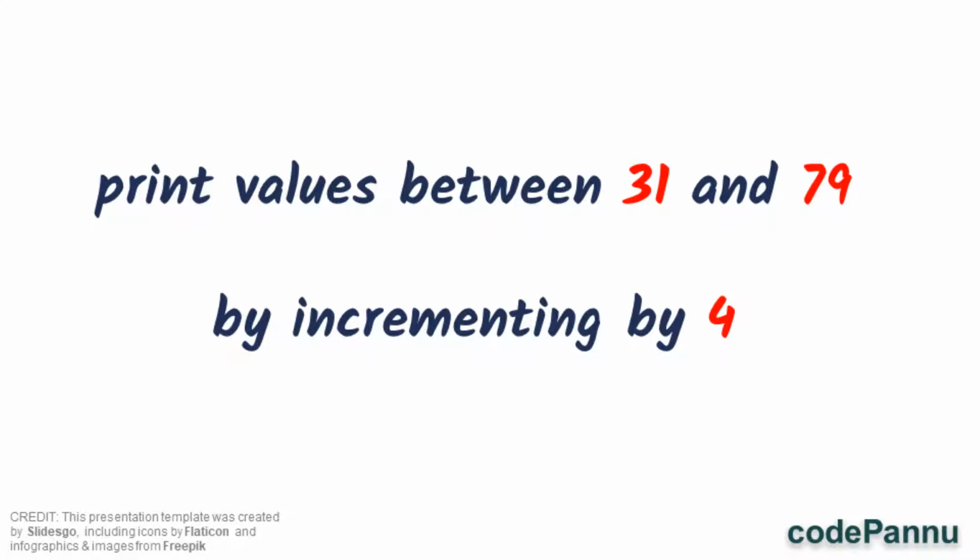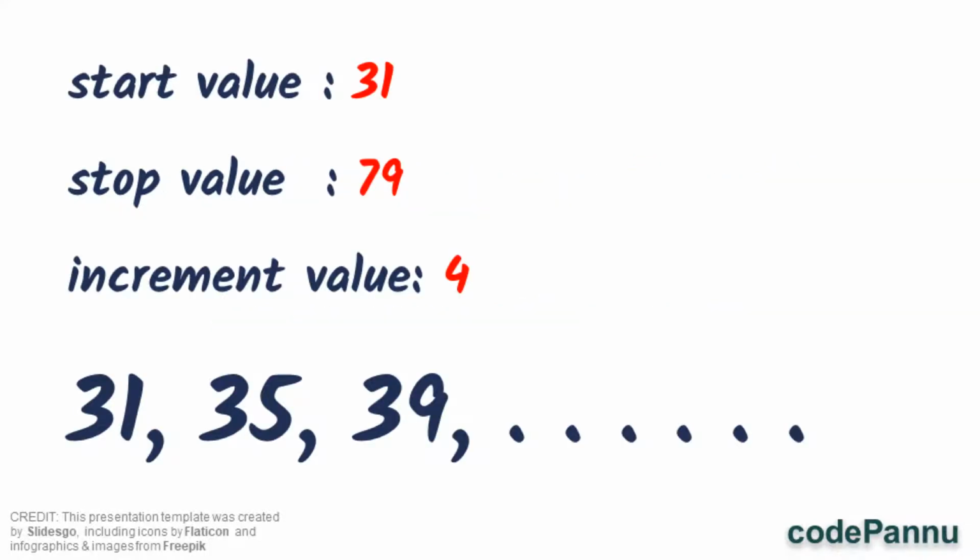So, this is the first one you're going to write. First, can you print values between 31 and 79? I just picked these numbers. So, 31 and 79 by incrementing by 4. It is so simple. So we know that the start value is 31 and the stop value is 79 and the increment is 4. That's all. So you can just write a for loop with the range which has the start value, stop value, increment and print the I value. That's it.